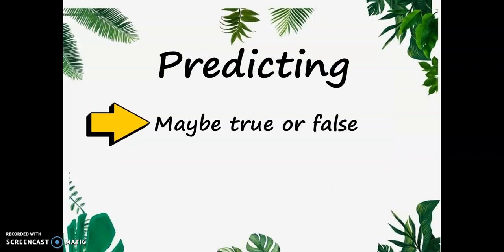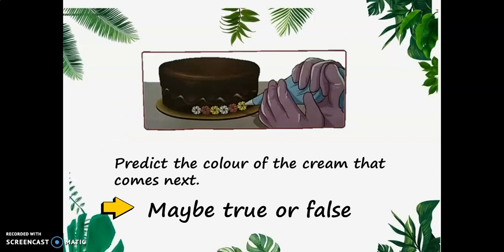Number 2. Predicting may be true or false. So our prediction may be true or may be false. For example, the picture shows the decorating of a cake. The bakers usually want to decorate the cake to make it more beautiful. They use some icing sugar. So predict the color of the cream that comes next. As you see, there is white color, maybe pink color, and then the yellow color. So after the yellow, what is your prediction? What is the next color of the cream?